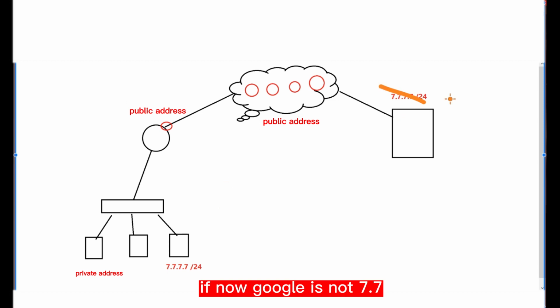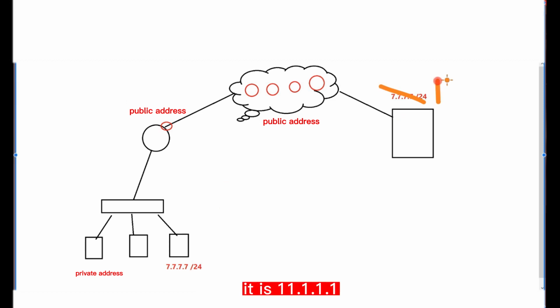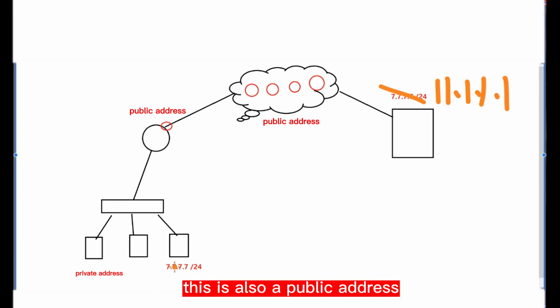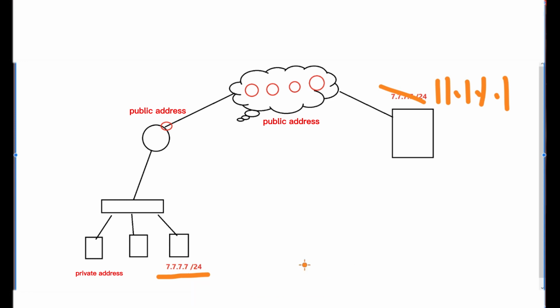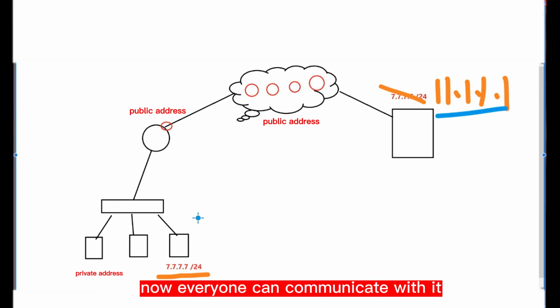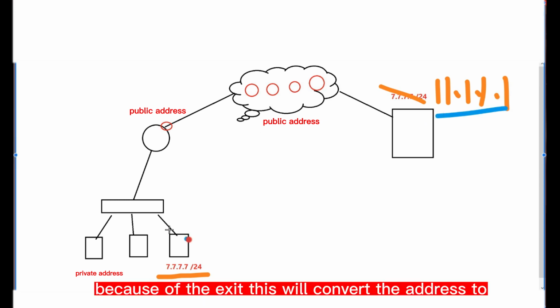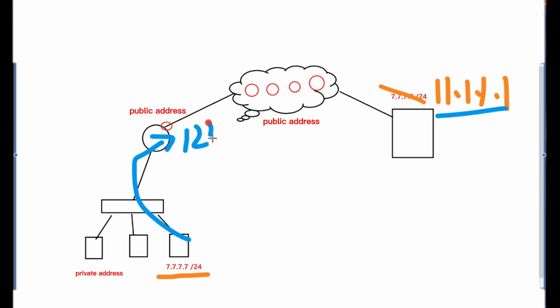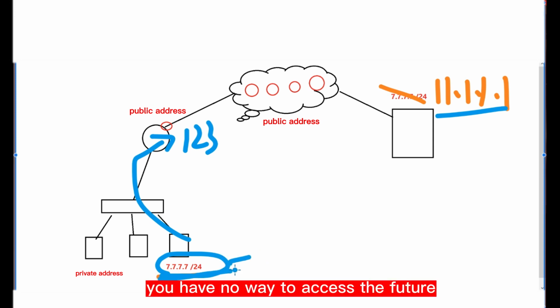If Google is not 7.7 but 11.1.1.1, which is also a public address, but you are still using 7.7, that's fine. Such a public address can still be used internally, and now everyone can communicate with it, because at the exit the address will be converted by NAT. It's okay.